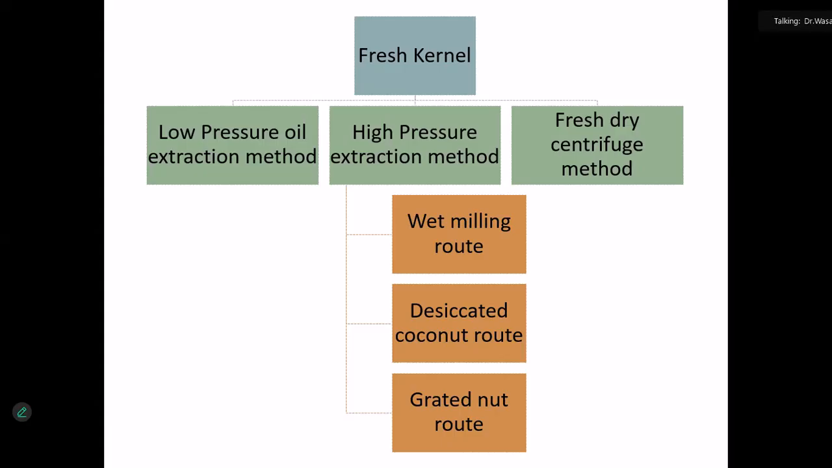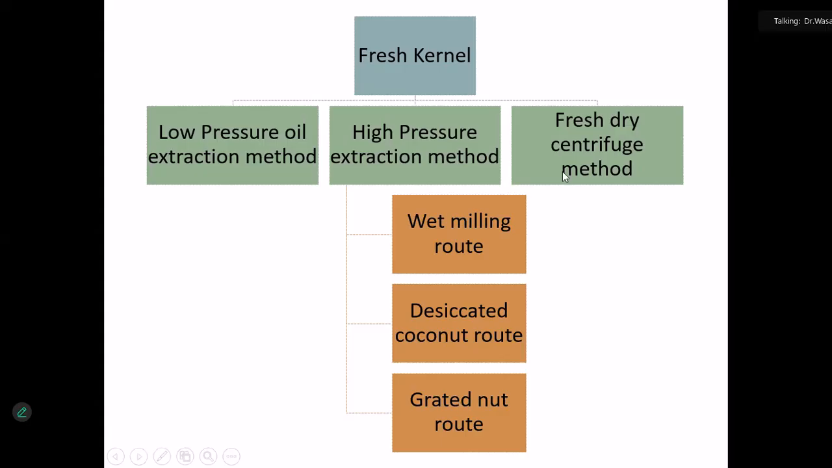Low pressure: the pressure is less than 460 psi. High pressure extraction method: you are using machines, mechanically, mostly automated. High pressure methods have three subcategories: wet milling, DCN, and grated nut.